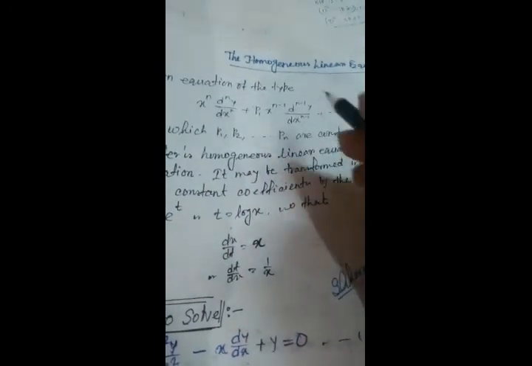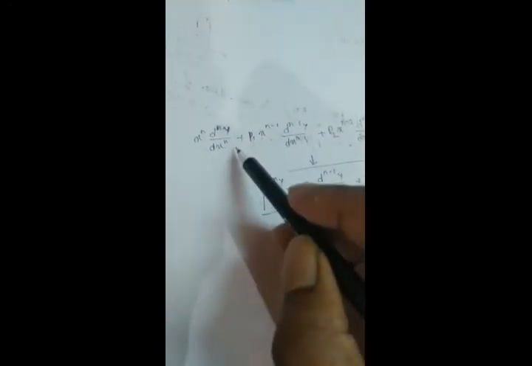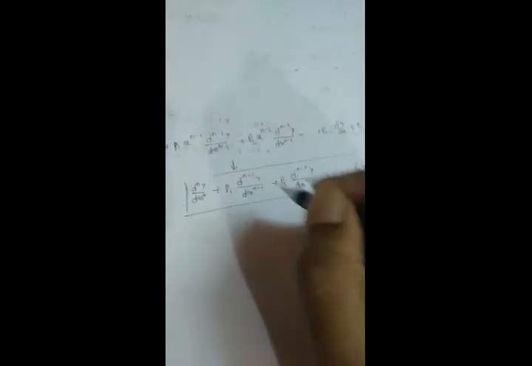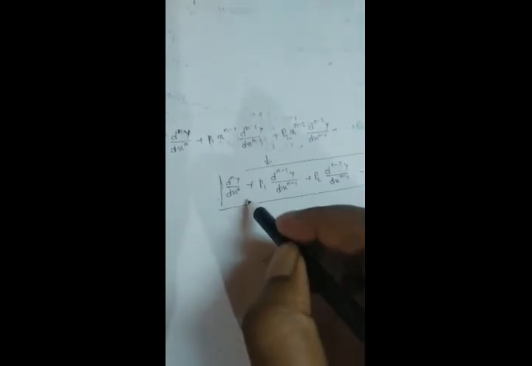Our main objective now is to find how we can solve this type of differential equation. To solve it, we have to convert the equation given in the form x^n d^n y/dx^n + p1 x^(n-1) d^(n-1) y/dx^(n-1) + ... = f(x) into d^n y/dx^n + p1 d^(n-1) y/dx^(n-1) + p2 d^(n-2) y/dx^(n-2) + ... + pn y = f(x) by changing the independent variable.